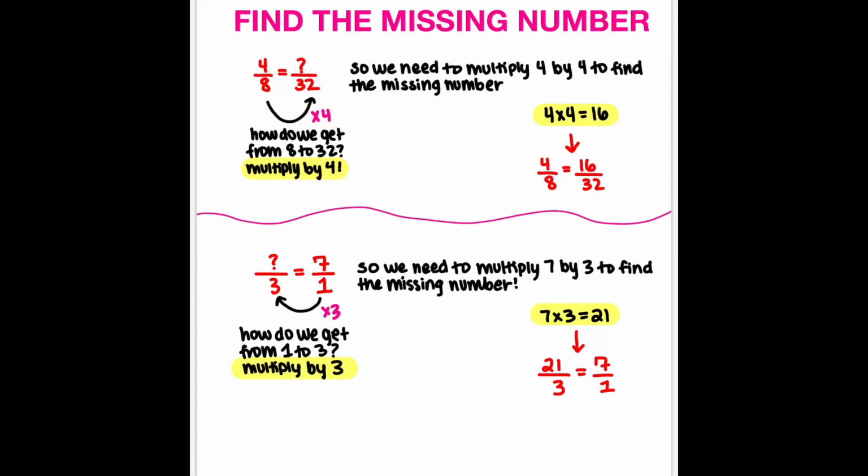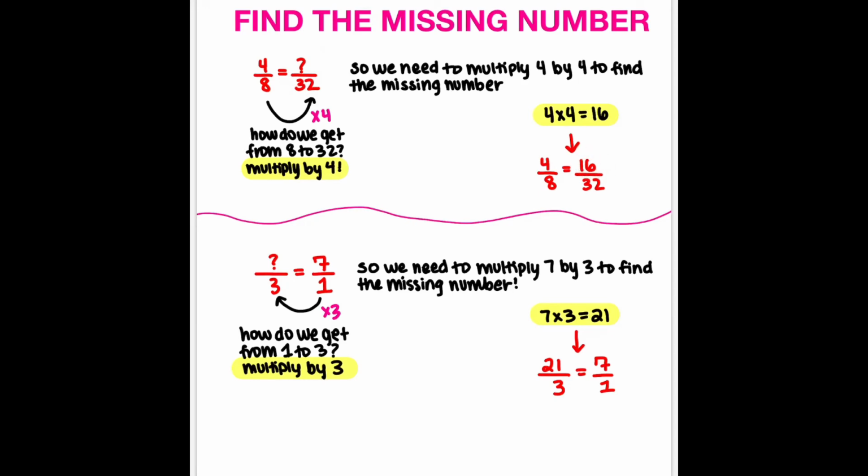So we know that whatever we do to the top, we must do to the bottom. So in this case, we need to multiply the top by 4 to find the missing number. That's what it says right here. We must multiply 4 by 4 to find the missing number. Well, we know 4 times 4 is 16. So we get 4 divided by 8 is equal to 16 divided by 32. These are equivalent fractions. All we did is apply the rule. Whatever we do to the top, we must do to the bottom. That's how we found this missing number right here, to be 16.